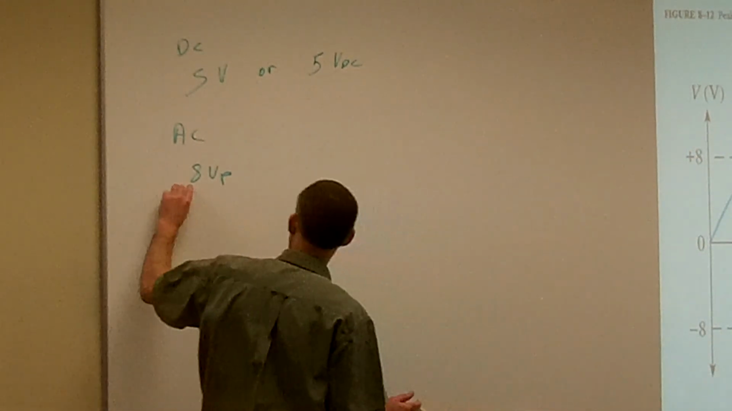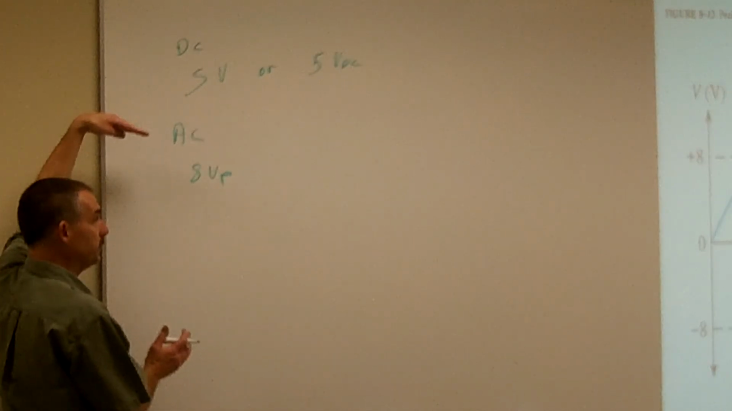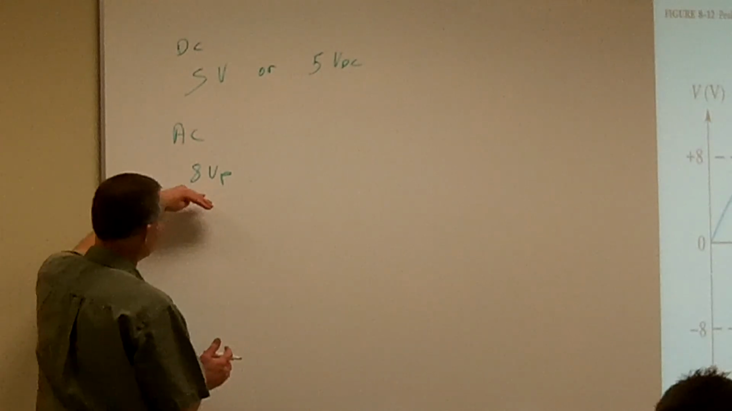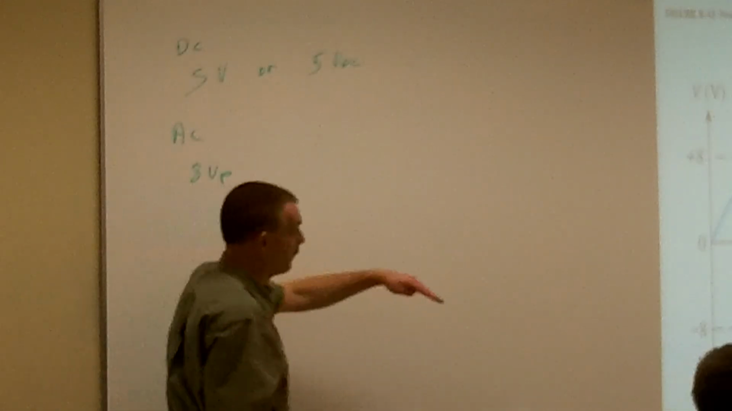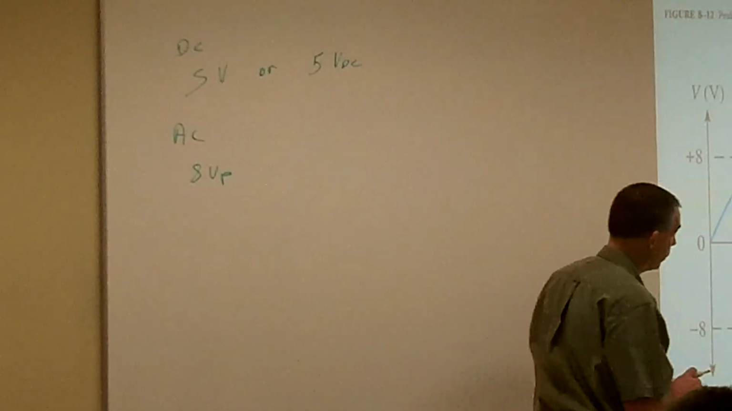So this can either be positive or negative, and we're just describing that. It's going to go 8 volts above the DC reference, and it's going to go 8 volts below it. So if I just write in 8 volts peak, I'm already describing that. I know that it's going to be 8 volts above the DC reference and then 8 volts below the reference.